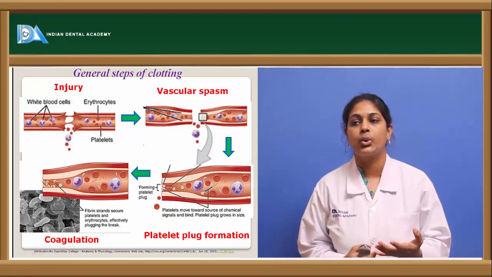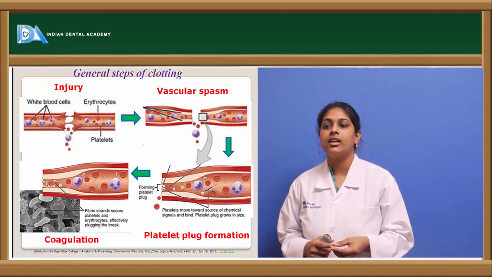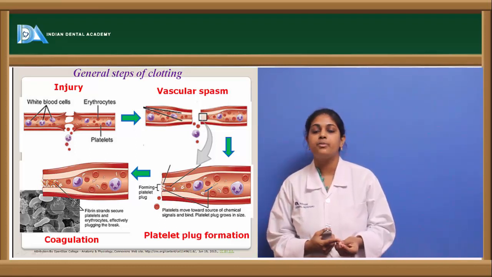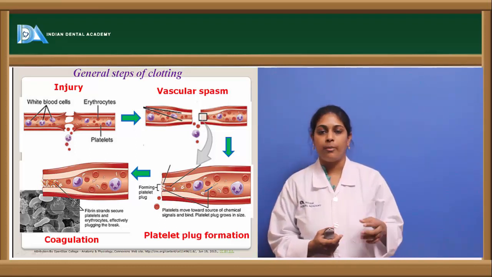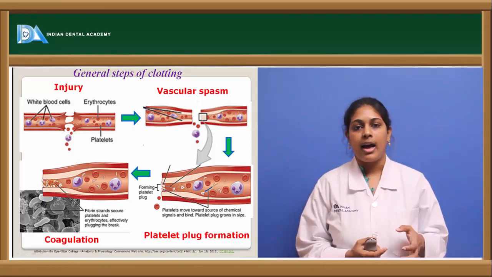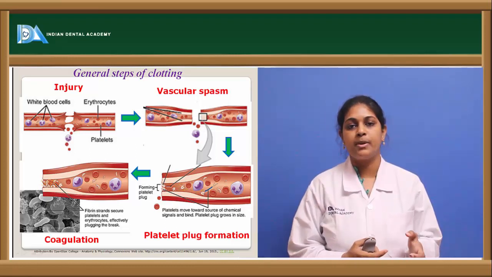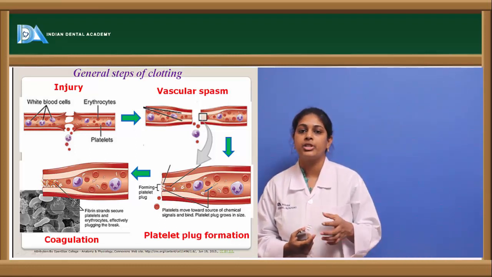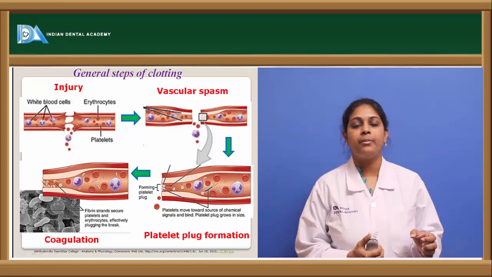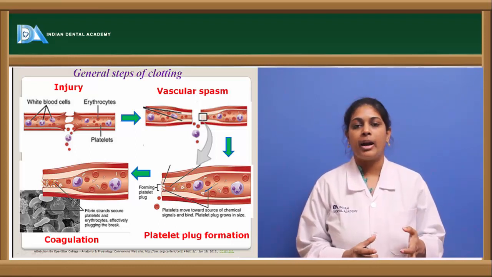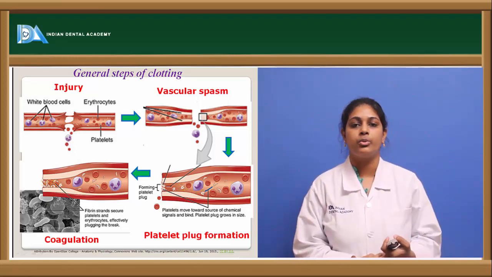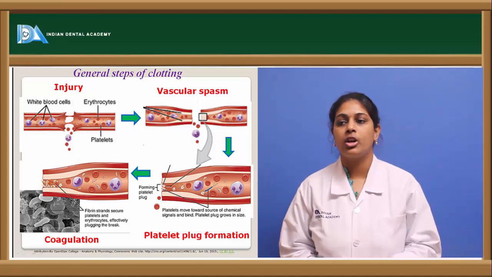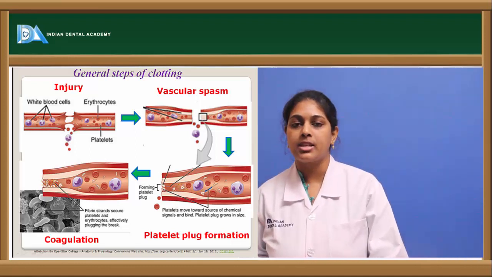Once the platelet plug starts growing in size, it results in formation of fibrin, and this is mediated with the help of activation of plasminogen to plasmin, and this forms a thrombus and it results in the formation of fibrin, which is a major content in the clot. And this fibrin forms in a meshwork-like pattern, and thereby it interlocks the clot which has been formed and results in a formation of clot. So this is what happens in the general steps of clotting.